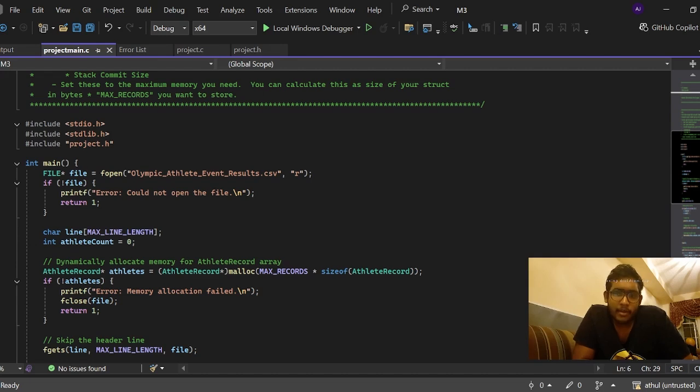I dynamically allocate memory for the arrays of athletes, events, and common athlete IDs. To handle large data sets, I use malloc, or memory allocation, to avoid stack overflow errors. After loading the data, the program calls find common athletes, and finally it outputs the names and countries of athletes who competed in both types of Olympics. Let's check the output.